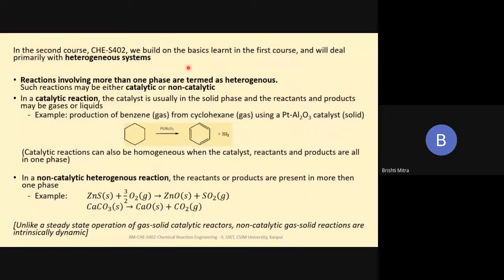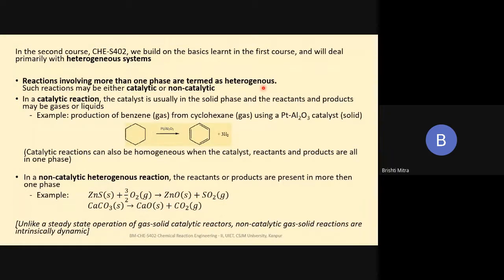In heterogeneous systems, there is more than one phase involved. That means there could be a gas-solid reaction, a solid-liquid reaction, a gas-liquid reaction, or a gas-liquid-solid reaction. Any of these reactions which involve more than one phase are known as heterogeneous. Heterogeneous reactions, involving multiple phases, could be either catalytic or non-catalytic.